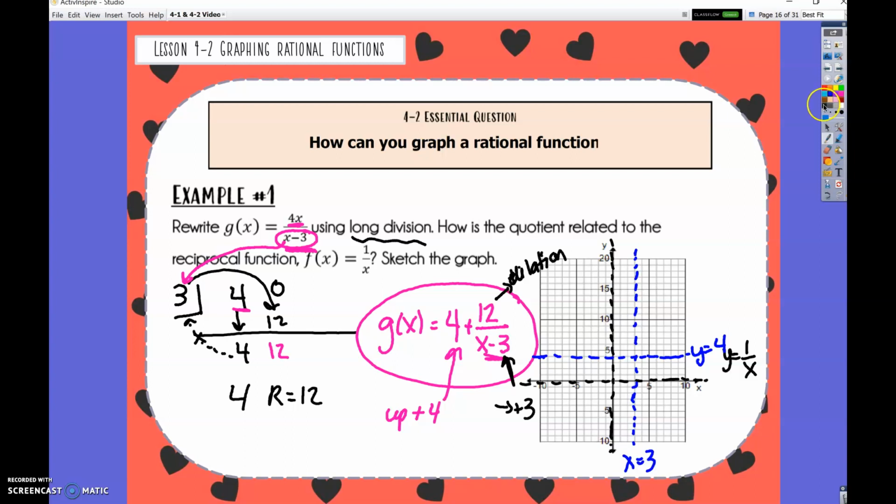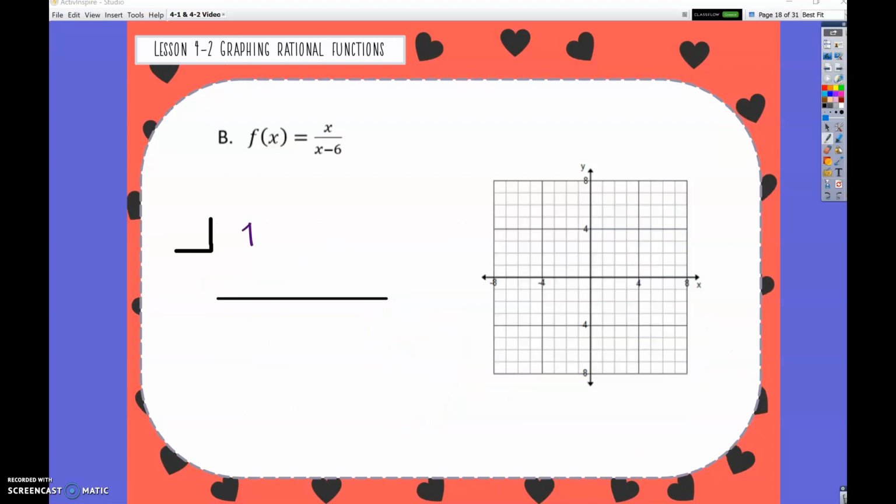Now, of course, we know the general shape. I'd recommend just plugging in a few numbers or checking on Desmos. It's going to look like this, but it's going to be pushed out a little bit more from that 0, 0 because of that 12 up top. So example 1 in 4.2, part A is not bad. Part B is a little funky.